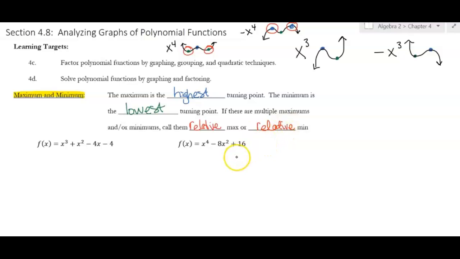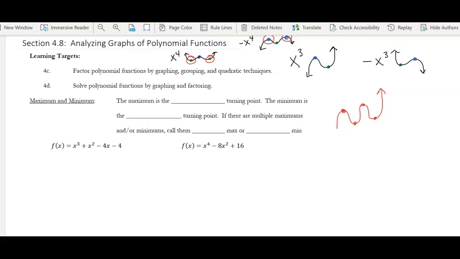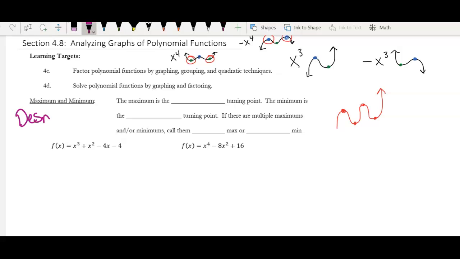And so sometimes you're going to have multiple maxes and mins. Like I could do 1, 2, 3, 4, 5. And then I have 2 maxes. And then I have 2 mins. So you have to find both of them. Okay. All right. So to find the max and mins, what we really do is we just look at Desmos. Okay. So we're going to focus in on Desmos.